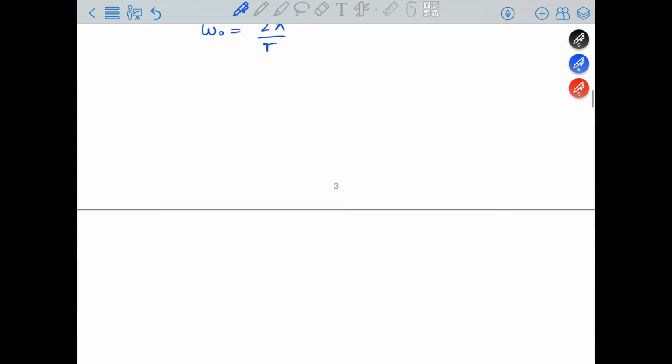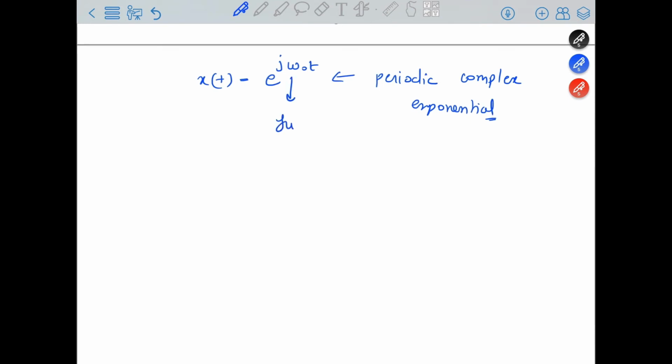Suppose we have taken a periodic signal, and we have also discussed the complex exponential. It is a periodic function with fundamental frequency omega naught and fundamental period 2 pi by omega naught. So suppose we take a complex exponential, e raised to the power j omega naught t. So this is your periodic complex exponential. Here omega naught is your fundamental frequency, and 2 pi by omega naught is the fundamental period.